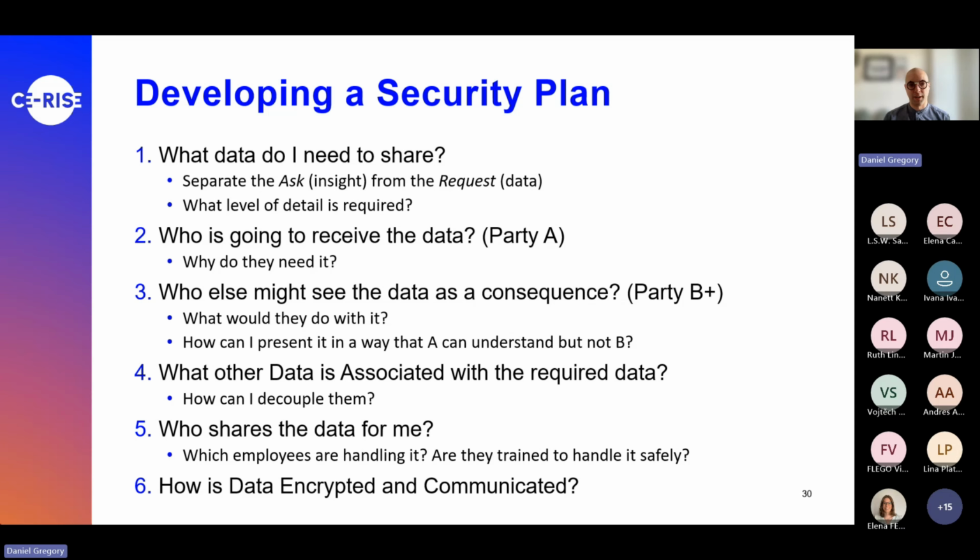Then you want to think about what other data is associated, and who's sharing the data for me? Is this handled by employees or a third party? How are they trained to handle it? And how is that data encrypted and communicated? So how is it being shared? Is it scalable and manageable? Can I give it to A and make sure that A cannot pass it on to B without a way that I agree with, essentially?